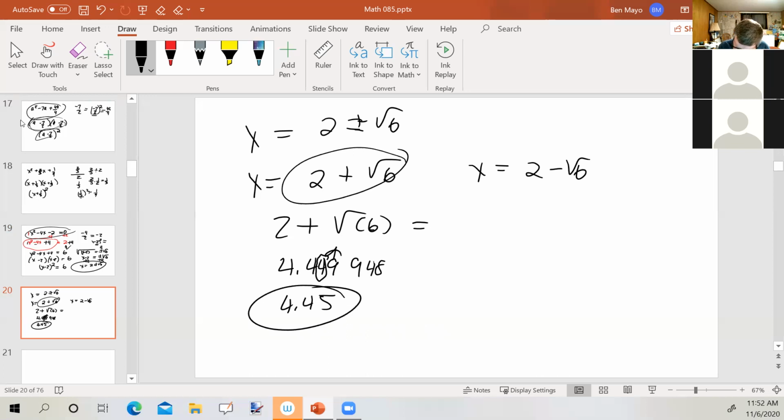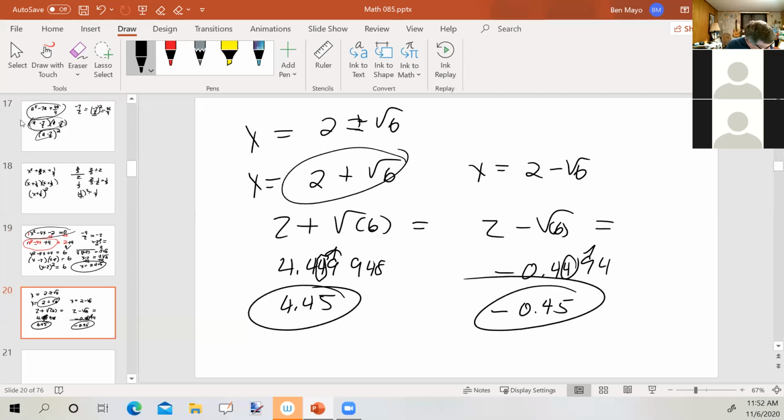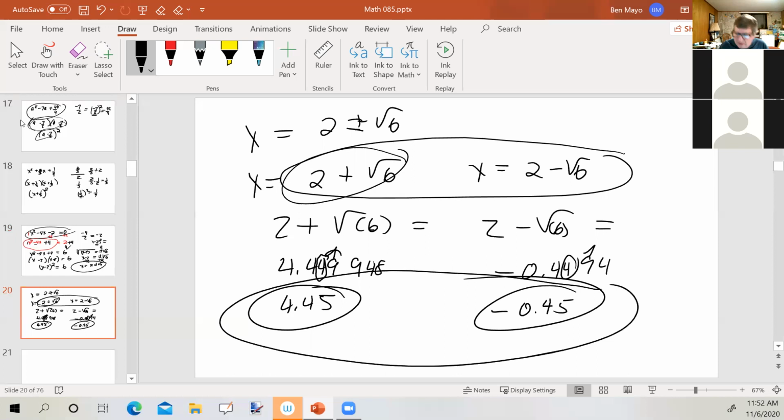And then here, 2 minus the square root of 6, I would get negative 0.4494, blah, blah, blah. Again, this would round up to negative 0.45. Okay. So here are the two exact solutions. Here are the two decimal approximations. Any questions about that?